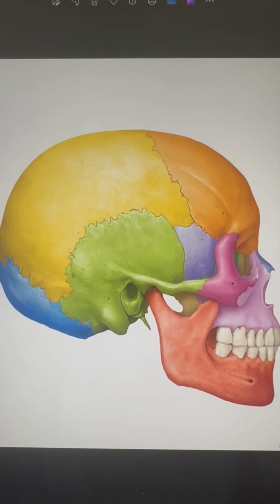The mandible is this entire structure, and the maxilla will be this one. Alveolar process, this area is called the alveolar process, okay?